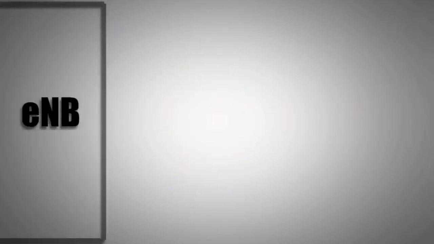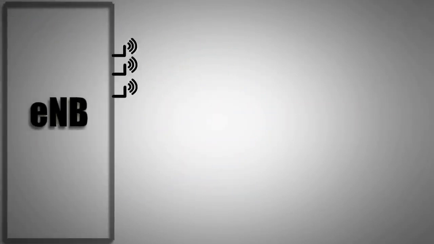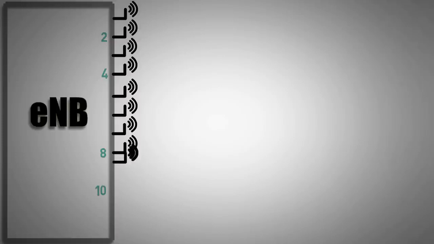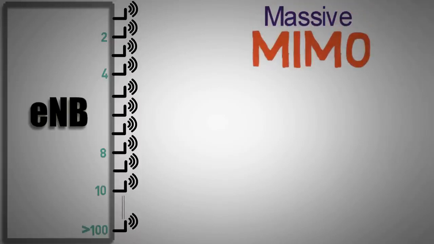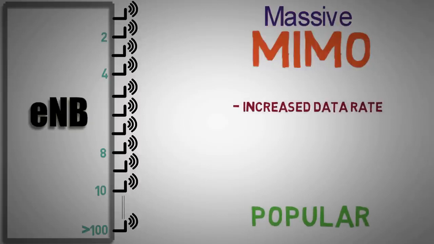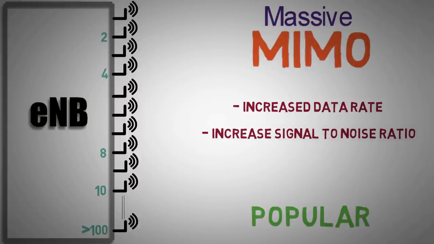Now, traditional MIMO systems have 2, or 4, or 8 antennas. When the number of antennas used in a communication terminal is more than tens, or hundreds, then it is called a massive MIMO system. The concept of massive MIMO or large MIMO systems is becoming popular as it is able to offer increased data rate, increased basic link signal to noise ratio, and channel hardening.